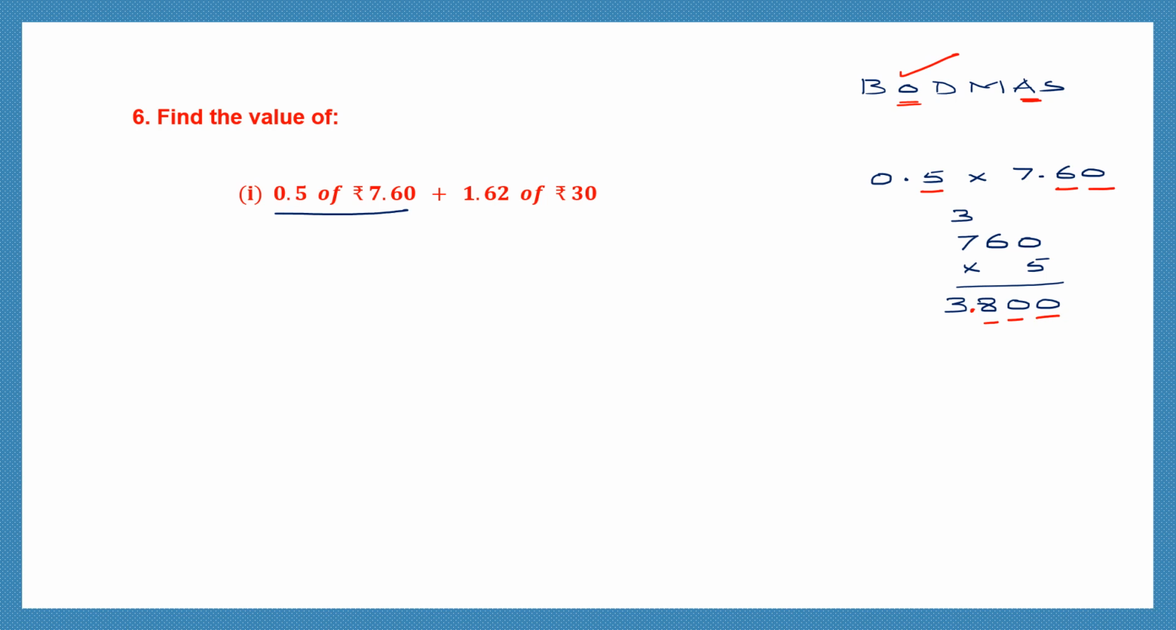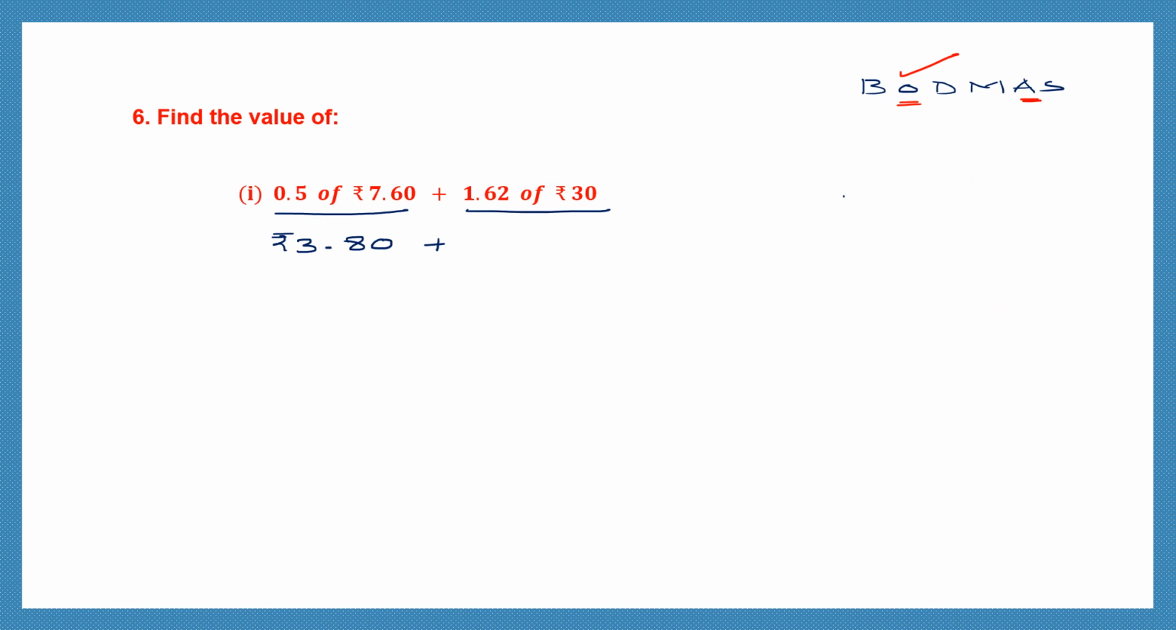So now 0.5 of rupees 7 and 60 paisa will be rupees 3.80, because it's rupees and paisa. We're just leaving 2 digits after the point. So this will be rupees. So we finished with that. Now we're going to add and do this one next.